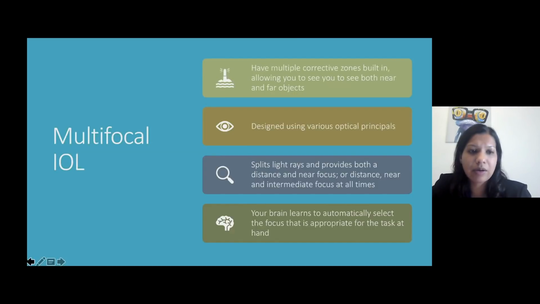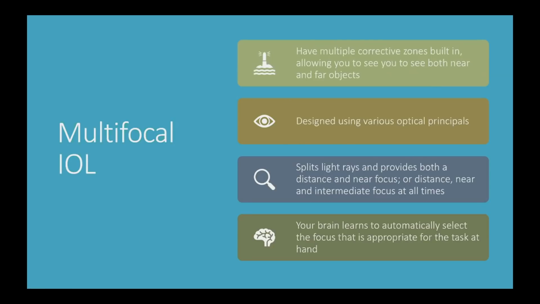The next thing that we'll talk about are the multifocal IOLs. Multifocal IOLs have multiple corrective zones built in, and it allows you to see both near and far objects. There are several different types of multifocal IOLs from different companies that can be either bifocal or trifocal, but essentially they use various optical principles. A lot of them are proprietary technology, so we don't actually know exactly how the lens is working, but what I will tell you is that they all work in the same way: they will split light rays.